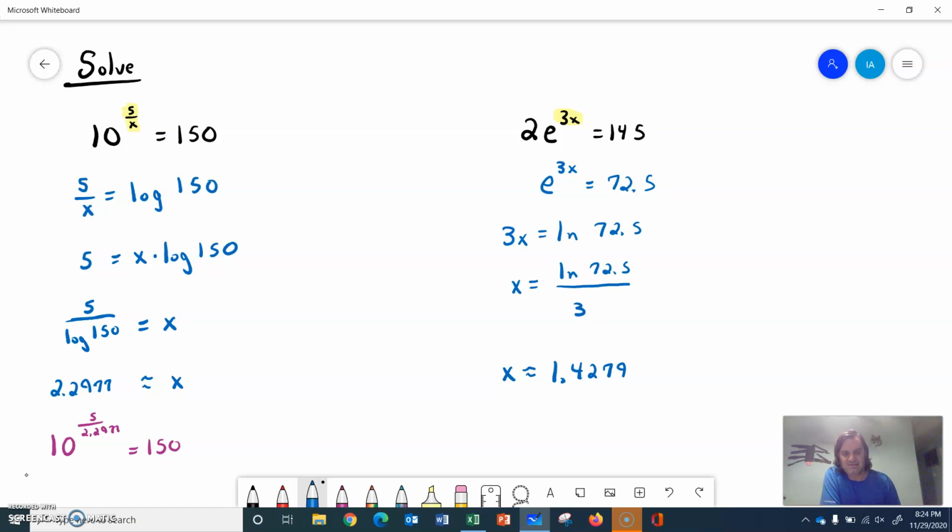Again, if you're not sure if that makes sense to you, you can take your answer, plug it back into the x of the equation, and see if it balances out. It may not come out to be exactly 145 since we rounded it, but it should be very, very close, like 144.999 or 145.0 something. Just really, really close.